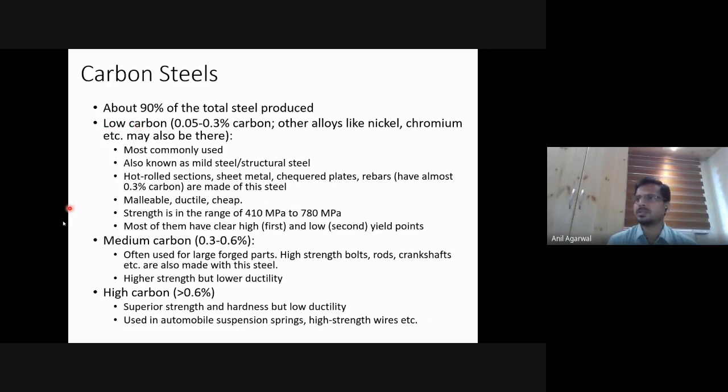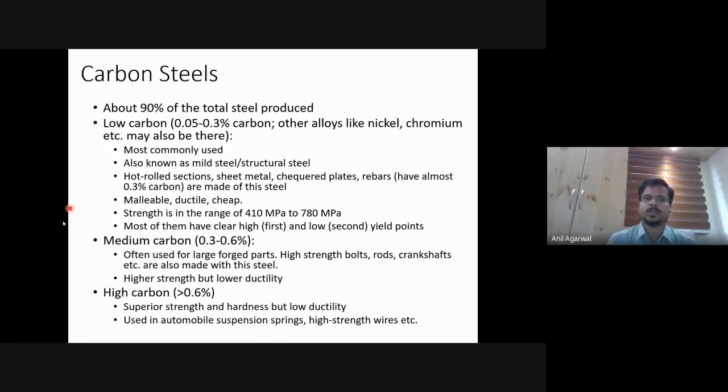So about 90% of the steel that we see every day is carbon steel. Okay. And within carbon steel, you may have three varieties. You may have low carbon, medium carbon, and high carbon. And as you increase the carbon content in steel, what happens to the strength? Strength increases, but ductility decreases.